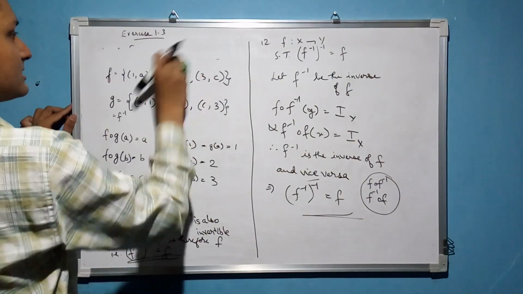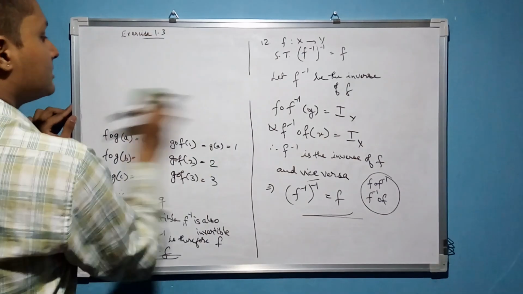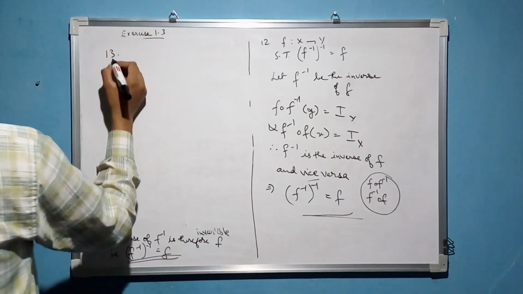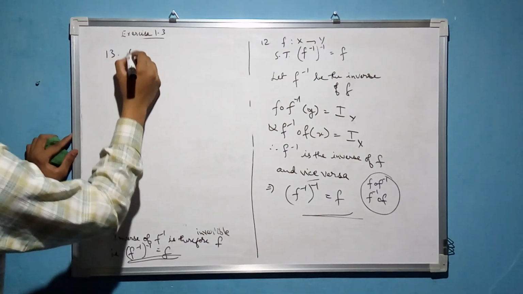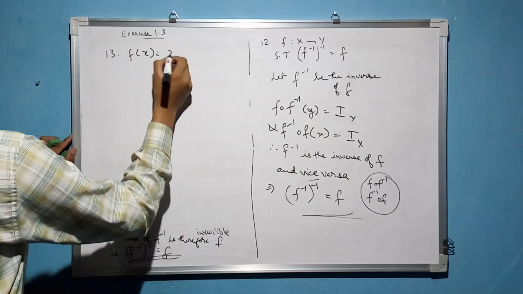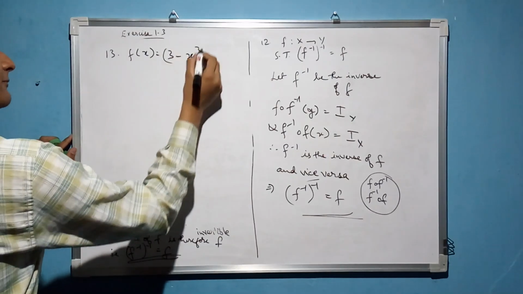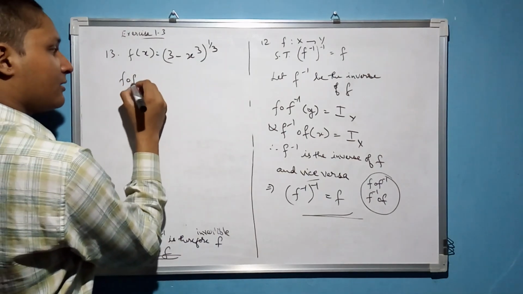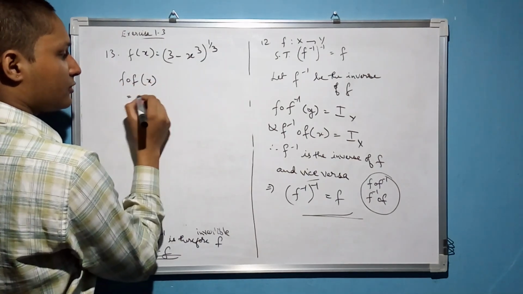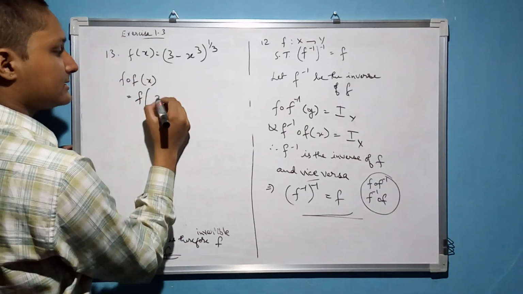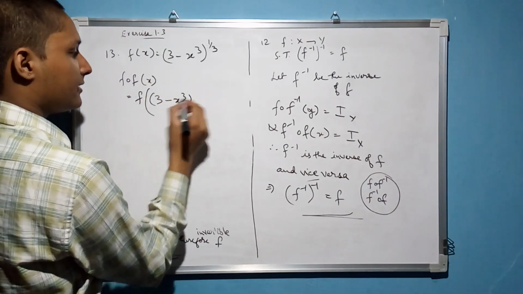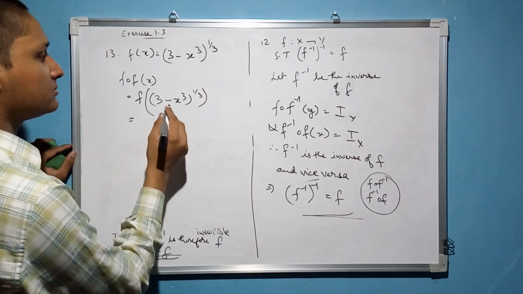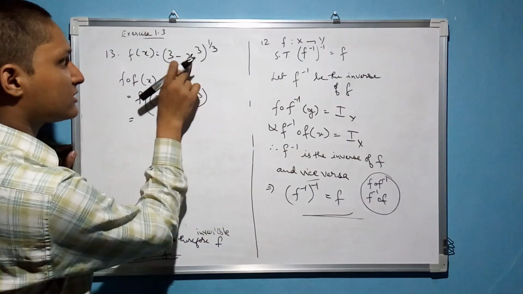Now we have the MCQ questions. Let me do that fast, right? Now the 13th question: you have f of x is equal to (3 minus x cube) whole power 1 by 3. What is asked in the question is you have to find f dot f. What is f dot f of x? For that I need to find f of x, that is (3 minus x cube) whole power 1 by 3. I need to substitute this whole term in place of this x.